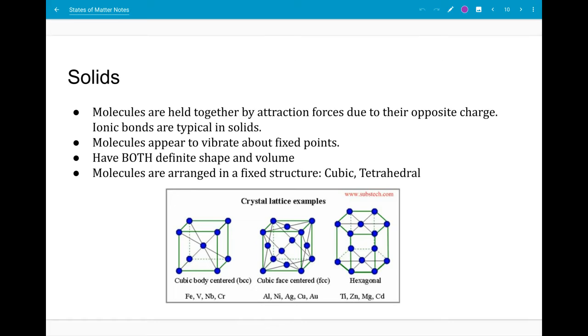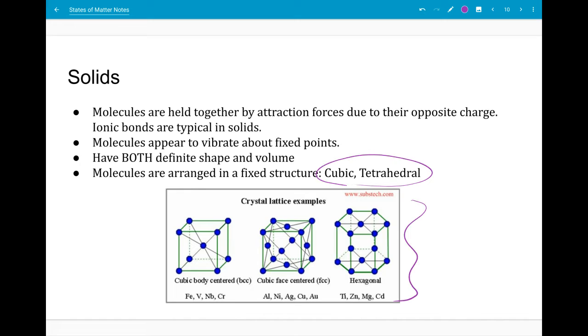Now, solids: molecules are held together by attraction forces due to their opposite charges. Ionic bonds are typical in our solids. Molecules will appear to vibrate about fixed points, and they have both definite shape and volume. So molecules are arranged in a fixed structure.